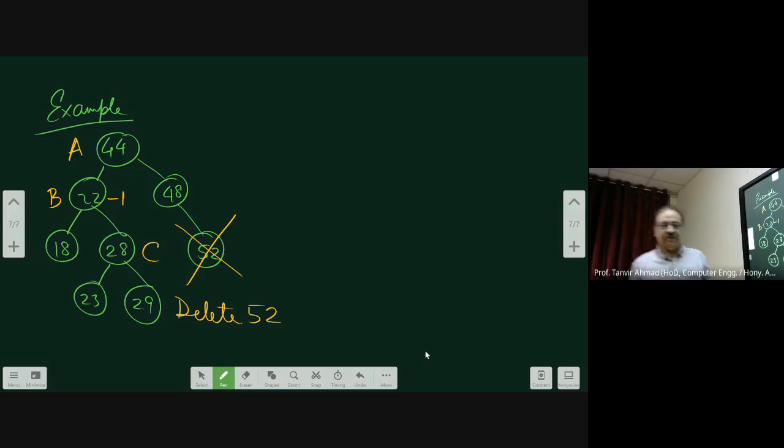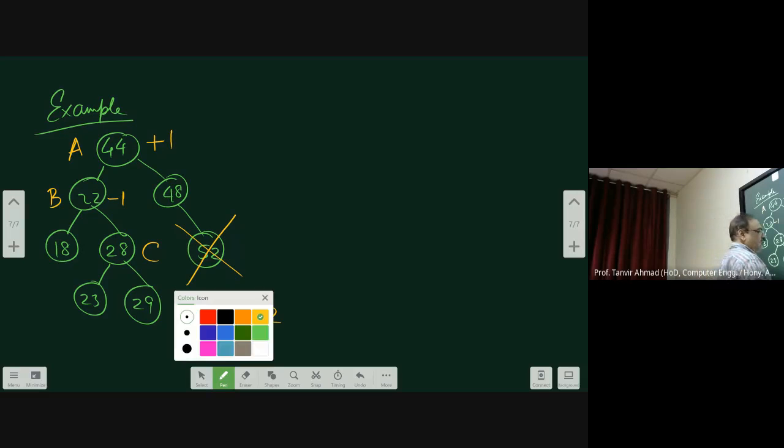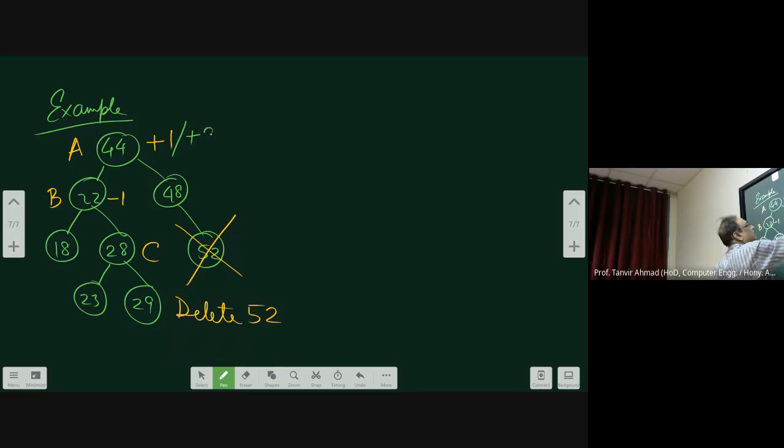is R, because deletion is being done in the right side of the node which has a balance factor of 2. Now 44 had a balance factor of plus 1. Initially it was plus 1. Right? 1, 2, 3 minus 2 plus 1. Now once you are going to delete this, this becomes plus 2. But you check the balance factor of B, it is now minus 1. Therefore, apply R minus 1.